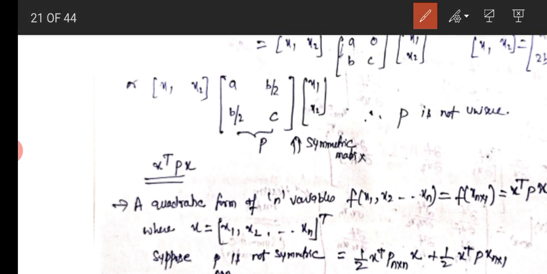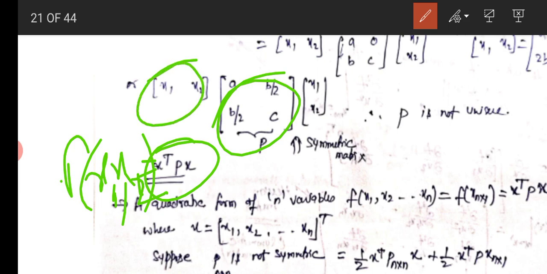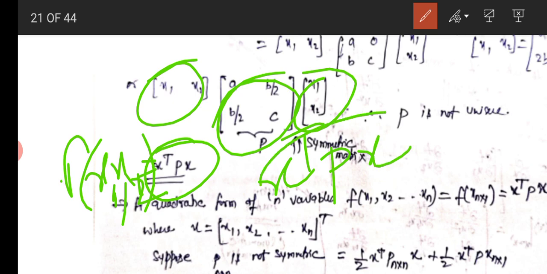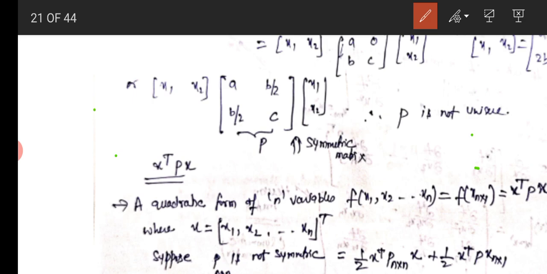However, this quadratic equation f of x1, x2 is represented by x transpose P x. P is this matrix, x transpose is this one, and x is this one. So x transpose P x is the quadratic form. It is very important. Okay, now come to this. A quadratic form of n variables, f of x1, x2, is x transpose P x.